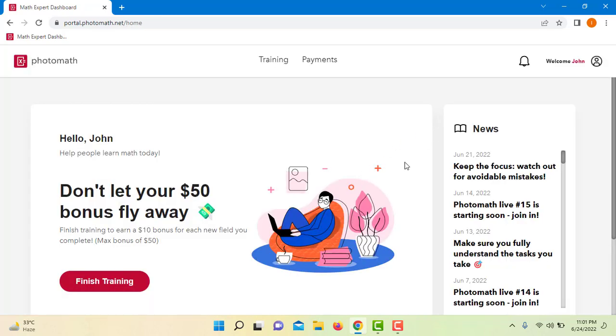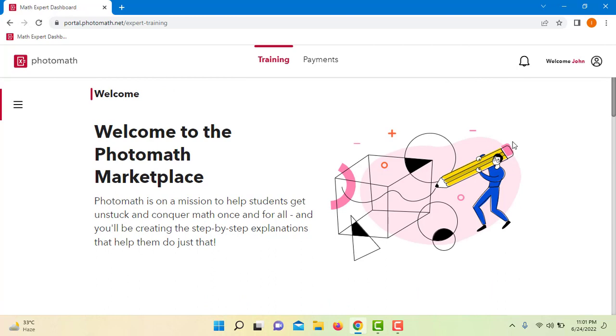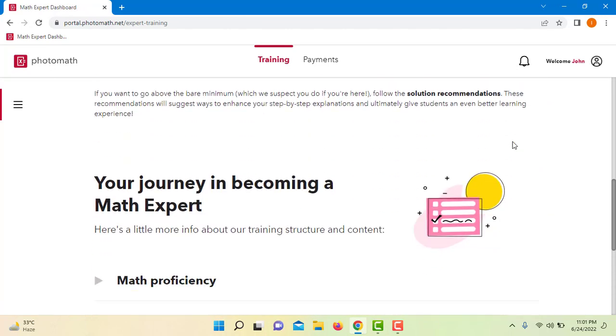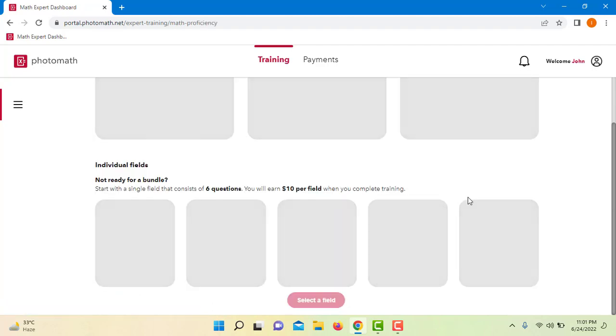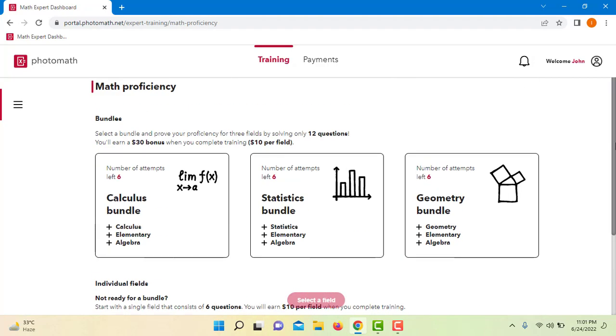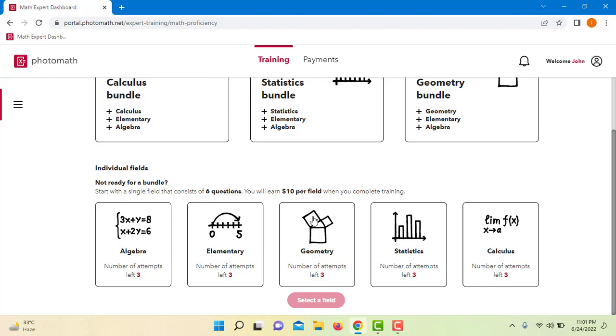In order to work in any of the math fields, you must have a basic knowledge of that field. You first need to clear the basic test, which is called the proficiency test. For that, you need to start your training. Now you have an option to give the proficiency test for 3 fields as a bundle or individual fields separately.